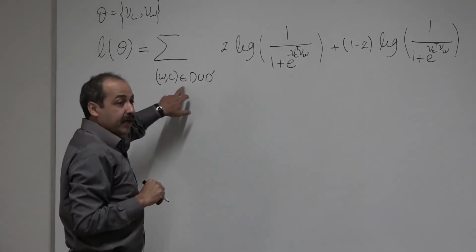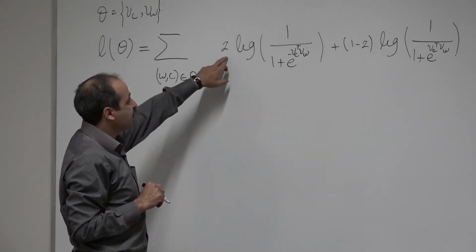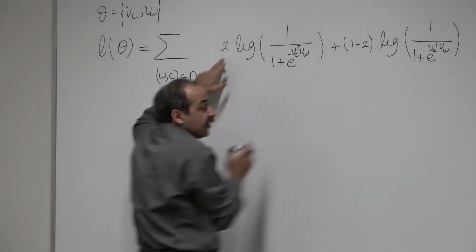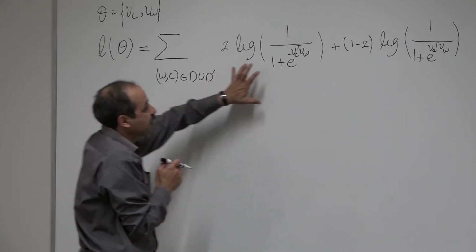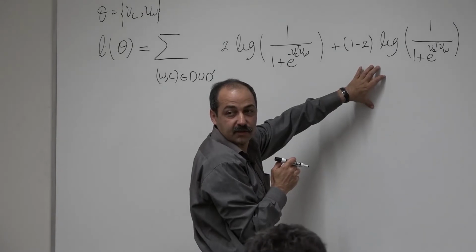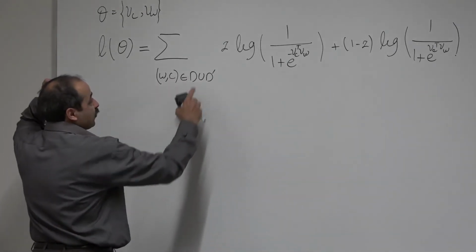This is for all pairs either in D or D prime. When they are in D, Z is 1, so this part is 0. When they are in D prime, Z is 0, so this part is 0 and this part is non-zero, right? So I can write it in this form.